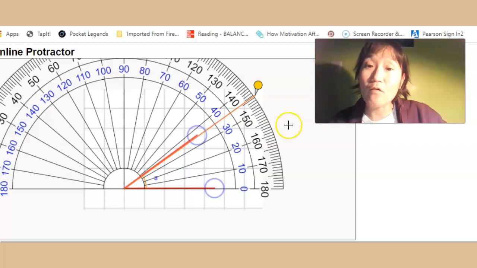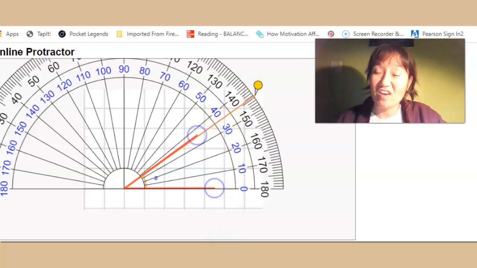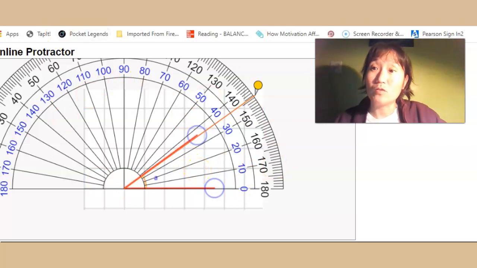So I'm using the blue, and I'm coming straight up, and that's halfway in between the 30 and the 40. If I'm going 10, 20, 30, 35, 40, so this is about 35 degrees right there. So this angle is roughly 35 degrees. Okay, so we'll go ahead.